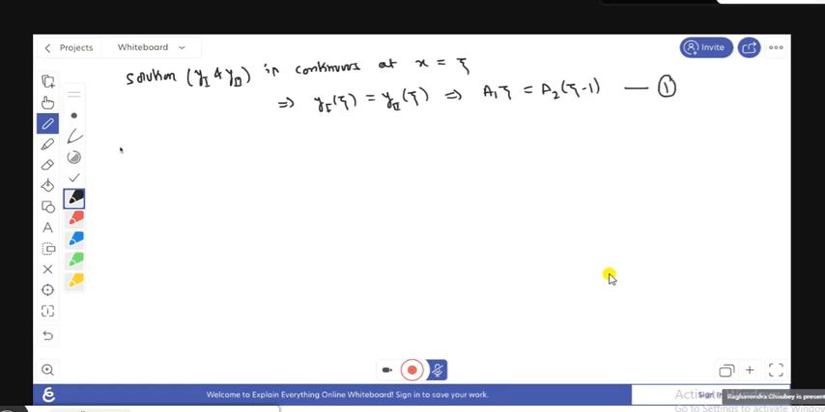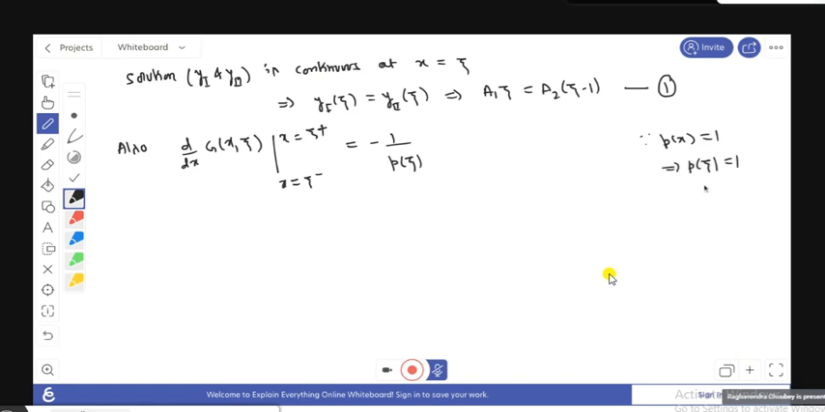Okay, and also from the Green's function, you know that the jump discontinuity of the derivative of g(x, xi), from x equals xi minus to x equals xi plus, equals minus 1 by p(xi). Here p(x) equals 1, so this implies p(xi) is also equal to 1. So this equals minus 1 by 1, that is minus 1. So this is the d by dx of that.